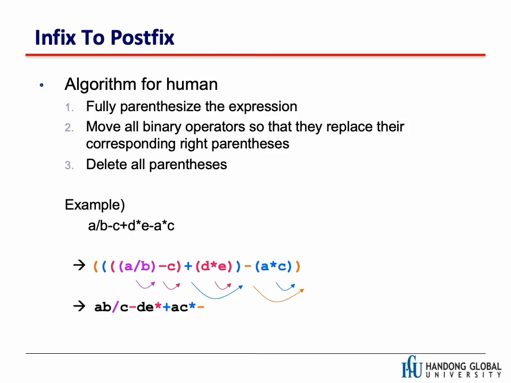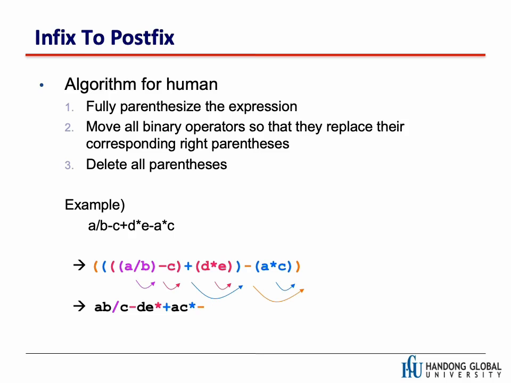So the algorithm for a human: first, fully parenthesize the expression. We just put lots of parentheses around the expressions, depending on the order of these operators. And then move all binary operators so that they replace their corresponding right parentheses. So in this example, first we put all the parentheses depending on the order, and we move the binary operator right after the right parentheses.